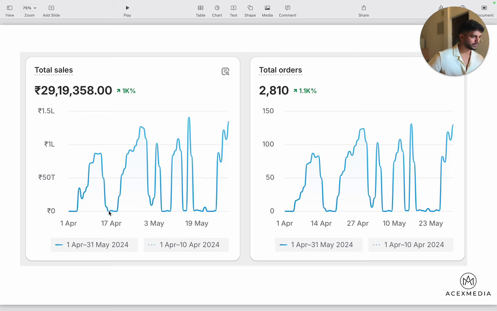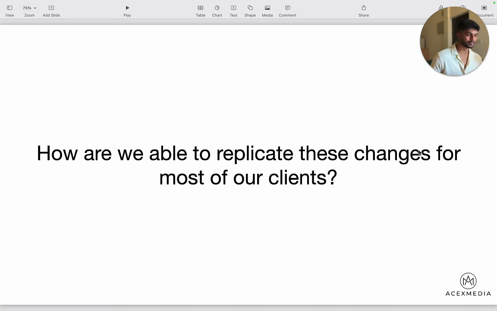And same with this client, right here you can see the dips in the orders. This was when we had to pause the orders and we had to wait for the client to update his inventory, because we were scaling pretty aggressively. We were doing close to 70, 80 orders per day, and we even crossed the 100 order per day mark. And he eventually ran out of inventory. So we had to stop the ads and wait for the client to update his inventory, and then we resumed the ads. So, good problem to have there.